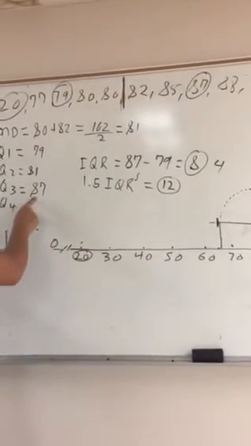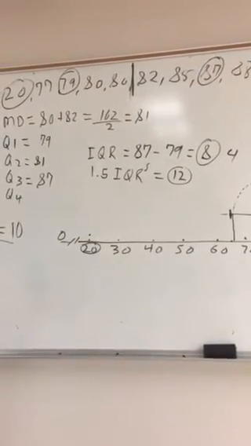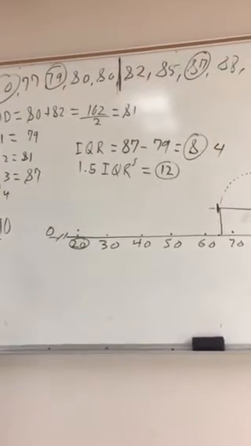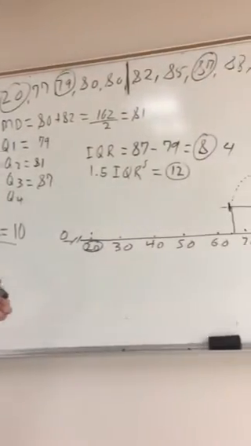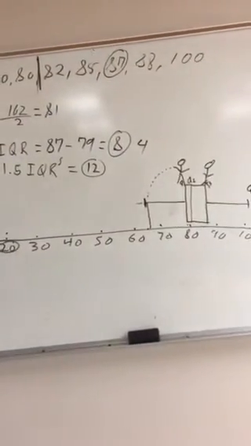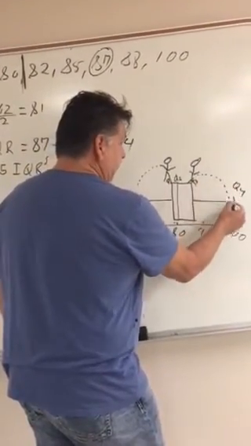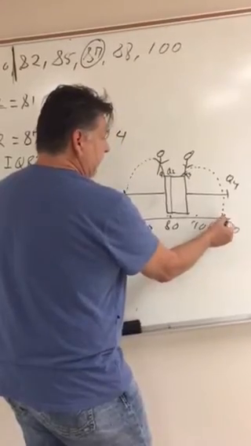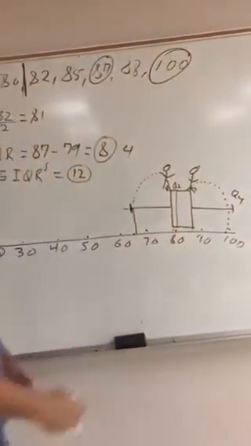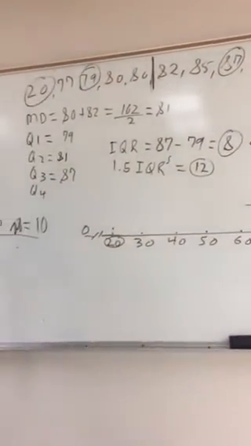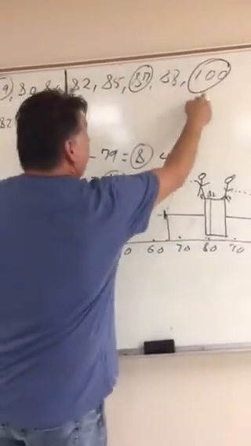I'm standing at Q3, which is 87. And I'm going to add my 1.5 IQR, my Tukey casting net, which is 12. And I'm going to get a value of 99. So according to the Tukey casting net, when I cast my net out here, it's going to grab all the data. And 99, 100 is outside of that. So 100 would actually be considered an outlier. So in this data, I have two outliers, 20 and 100.